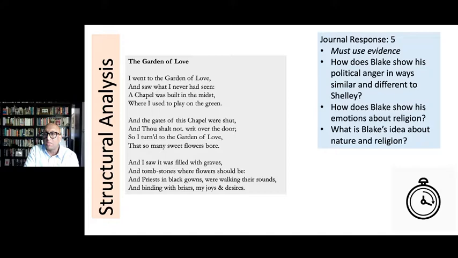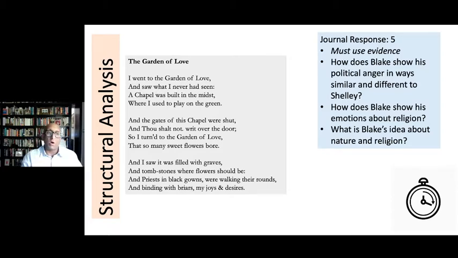If you could spend 5 minutes, if you could pause, now you have to use evidence. So I would encourage you to use at least one image, quotation, or word from each stanza, or a pattern that you think emerges. I want you to think about how Blake shows his political anger in ways similar or different to Shelley, who we did in the last lesson. How does Blake show his emotions about religion? What is Blake's idea about nature and religion? Or you can write about anything that occurs to you about this poem. So if you just pause now and spend 5 minutes doing that, just your own ideas, that would be really crucial.